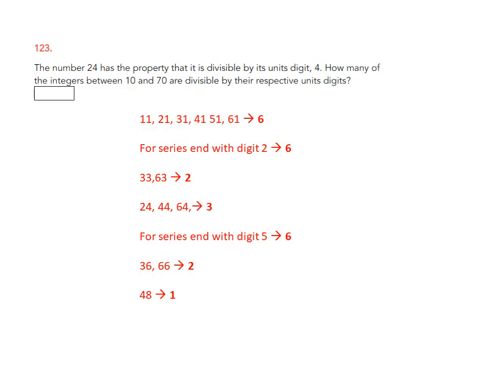Now, just add these numbers, that is 6, 6, 2, 3, 6, 2, and 1. We got 26 integers between 10 and 70 that are divisible by their respective unit digits. So our answer is 26.